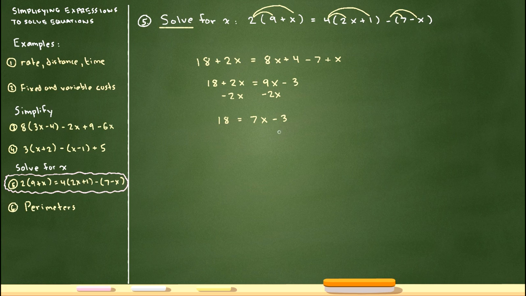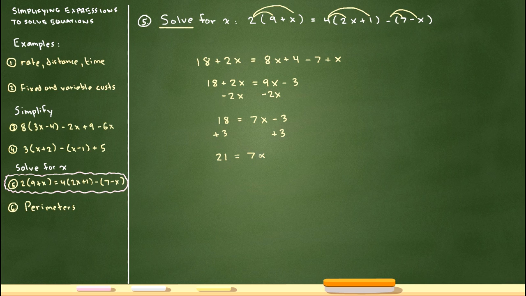There's a few different ways to go about it here. So don't worry if you did this problem a little bit different, as long as we get to the same solution. I mean, that's really the goal here. So we're going to add 3 to the right, and we're going to add 3 to the left, right? Because we have to do the same thing on both sides to obtain a valid equation. So we get 21 is equal to 7x.